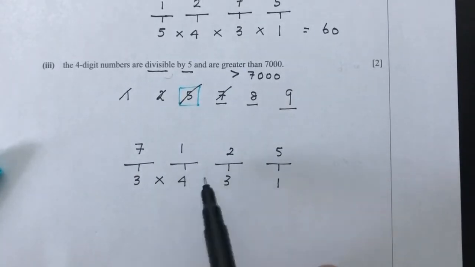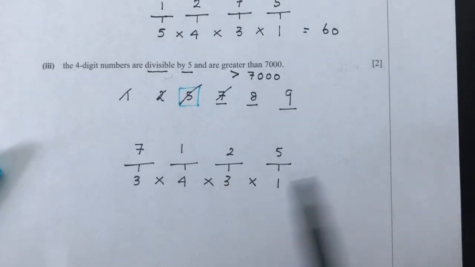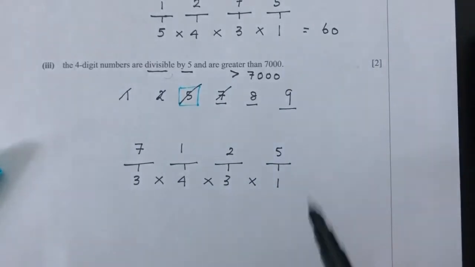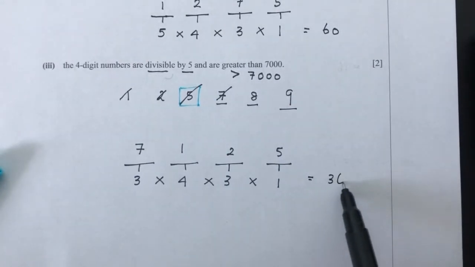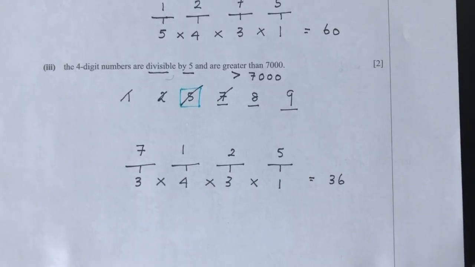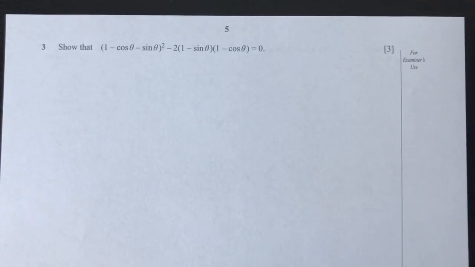So your answer will be 3 times 4 times 3 times 1. That will be 36. So 36 will be your answer for part 3. And this is your question number 2. Let's move on to question number 3.